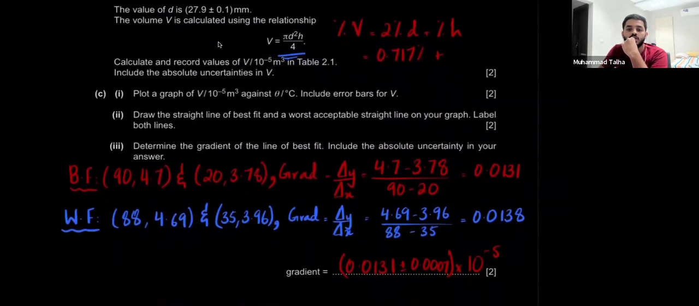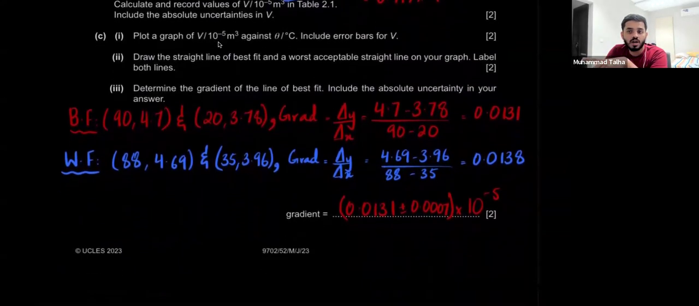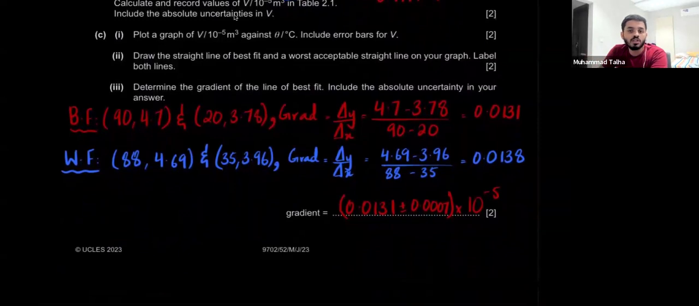So then we had to plot this graph of V versus theta in degrees Celsius, and you include error bars, obviously, always for the quantity for which you find the percentage uncertainties.